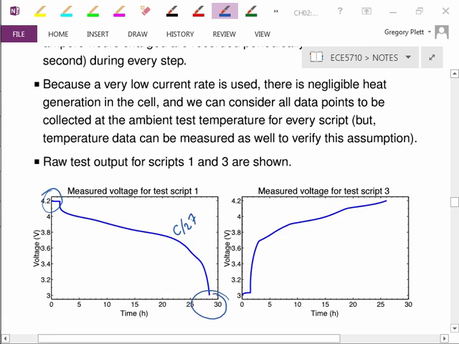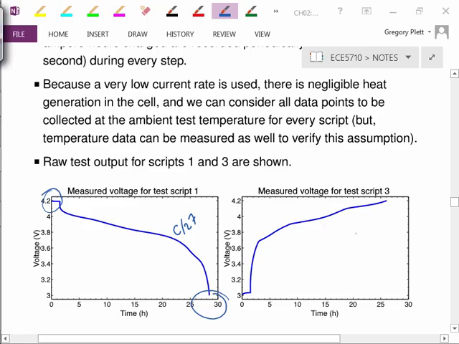The C over 30 is chosen only to give you a slow discharge and a slow charge that are close to equilibrium at all points in time, so that I can interpret the voltage that I measure as being close to the open circuit potential, or open circuit voltage rather, although it's not going to be exactly that.